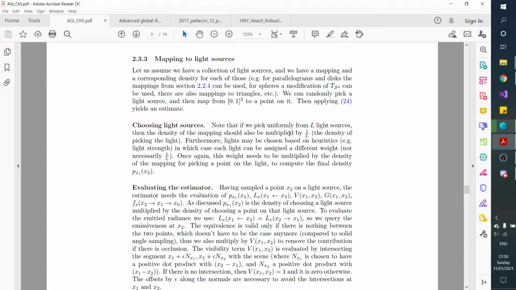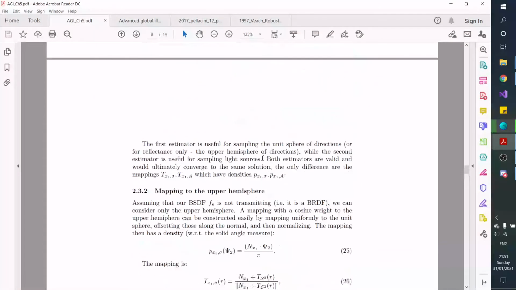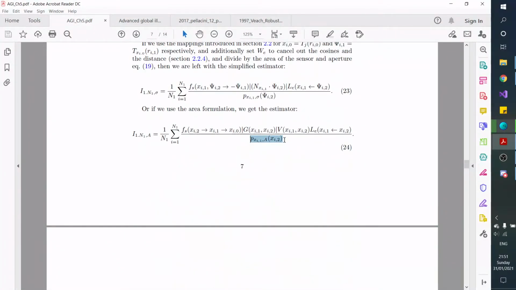If you have multiple lights, say L lights, you can pick a light with a probability 1 over L, or you can set the probabilities depending on how bright the light is or how large it is. Usually flux is used. And then you multiply this probability that you picked the light with the density of picking a point on it. So that would be the final density that you see here: the probability of picking a light multiplied by the probability of picking a point on that light.